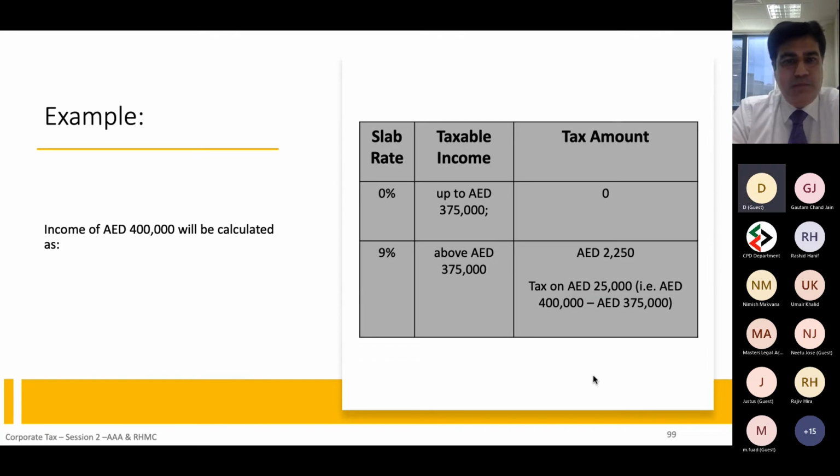Coming back to the example, simple. If you have an income of 400,000, up to 375,000 it's zero tax. Above 375,000 is 25,000. You end up paying 9%, which is 2,250. So technically speaking, it's a very small percentage. It's not even 9% based on the income earned.